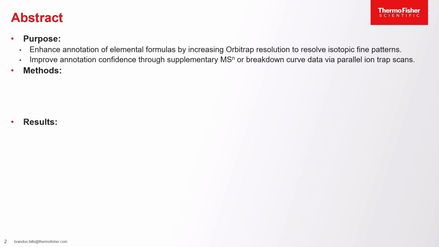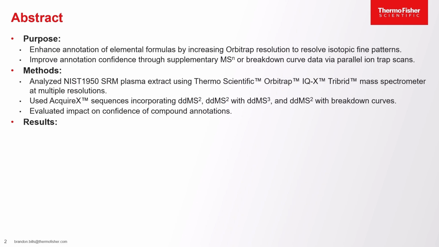As far as the methods go, we were looking at NIST 1950 SRM plasma extract on the Thermo Scientific Orbitrap IQX Tribrid mass spectrometer. We used AcquireX to iteratively analyze the sample, incorporating data-dependent MS2 along with data-dependent MS3 in the ion trap, as well as data-dependent MS2 with breakdown curve data for those MS2 collected in the ion trap. Then we evaluated the impact of that data on the confidence of compound annotations.